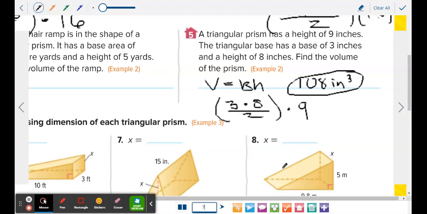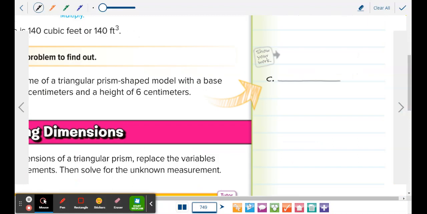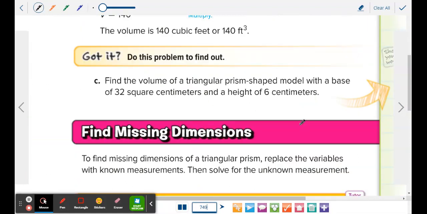All right, go back to page 748, or 49, I mean. I want you to do letter C right in the middle of the page. Give me a minute or two. Go ahead and get started on that. Letter C.